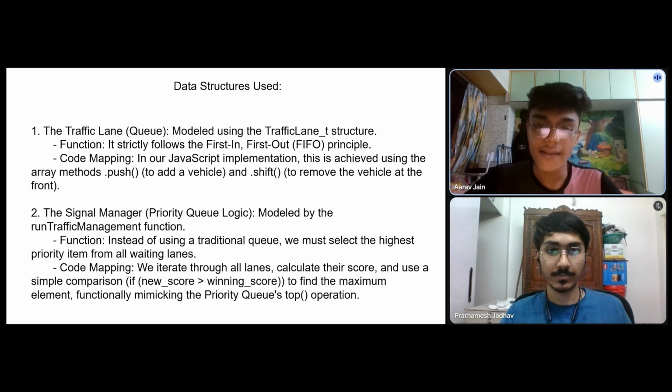Second, the light's decision-making process functions as a priority queue. When it's time to change the light, the system doesn't cycle sequentially. Instead, it checks all four lanes and always grants the green light to the lane with the highest calculated priority score.